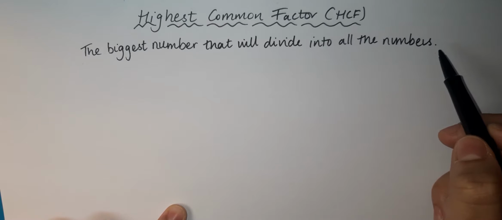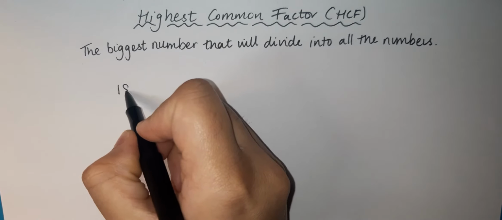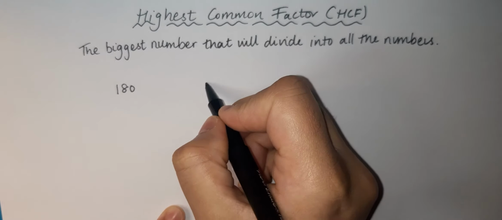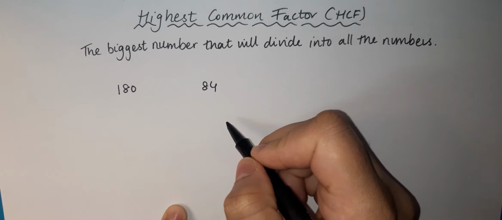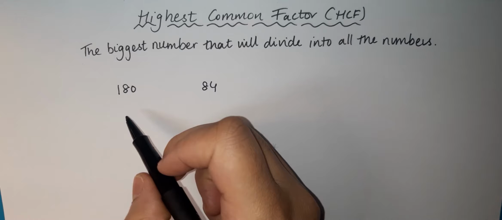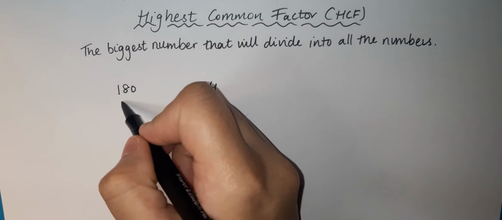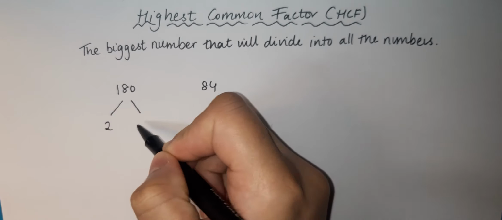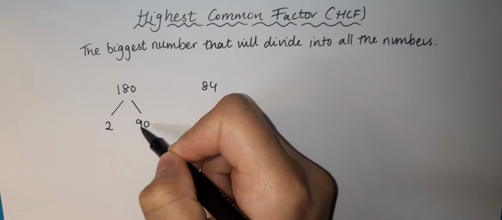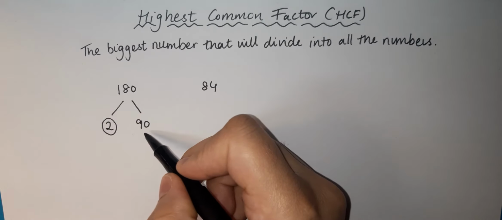So for example, if the question is find the highest common factor of 180 and 84, the first thing we need to do is break it down into its prime factors, and we will do that by using a factor tree. So if we do 180 first, we need to break it down into 2 and 90. So 2 times 90 gives 180. And then because 2 is a prime number, we circle it. And we look at the 90.